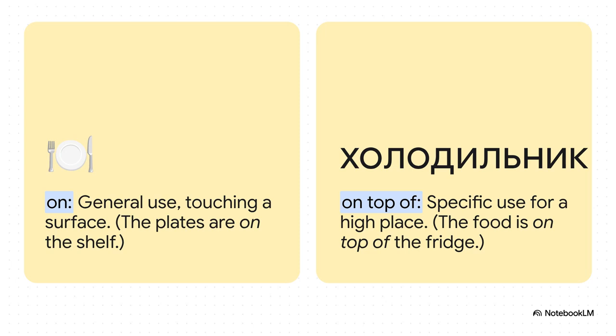And check this out, this is what I love about this method. It's so practical. A textbook might give you a dozen rules for prepositions. But here, the focus is on the little differences you hear in real life. Yeah, the food is on top of the high fridge, but the plates are just on the shelf. It's a tiny distinction, but it makes a huge difference in sounding natural.